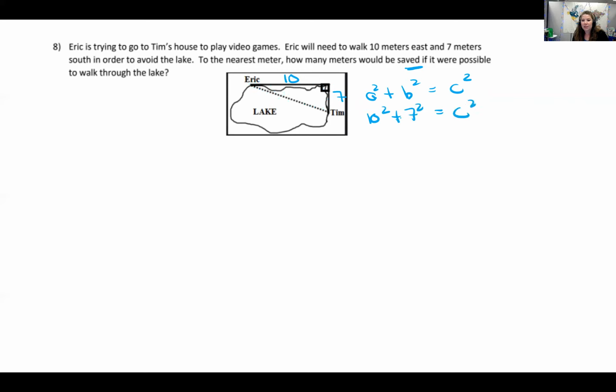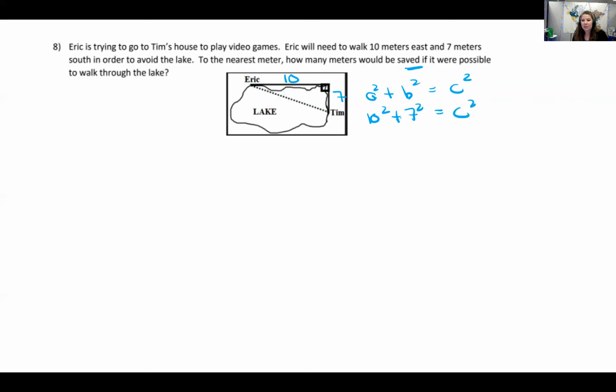So it says how many meters would be saved. So if we subtract 17, which is what he walked, and what it would have been if he went through the lake, the difference is 4.8 meters would have been saved, right? Does that make sense, guys? I hope it does. All righty.